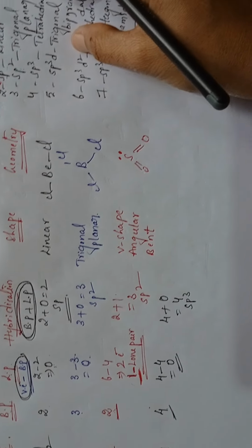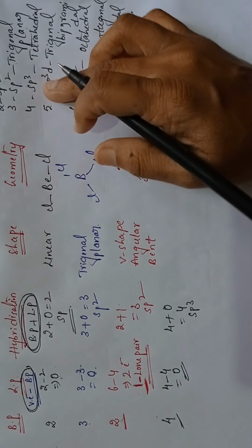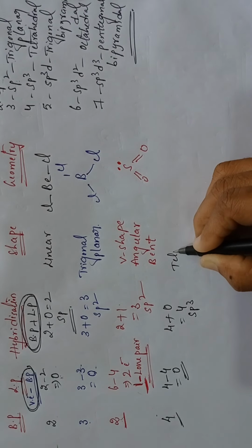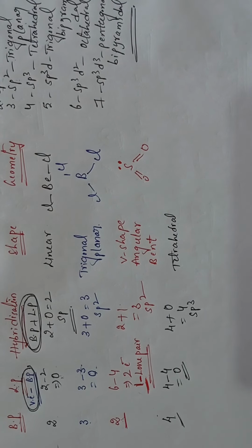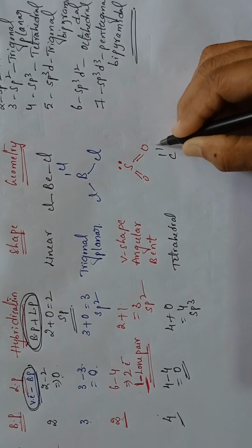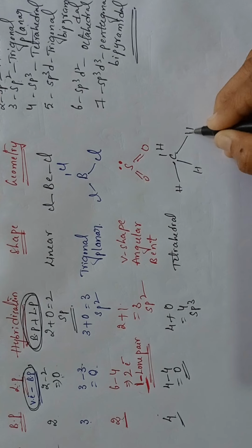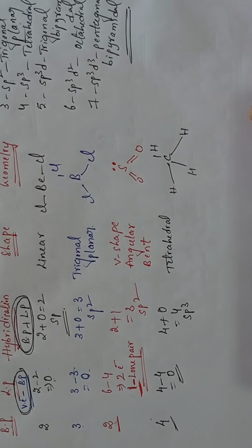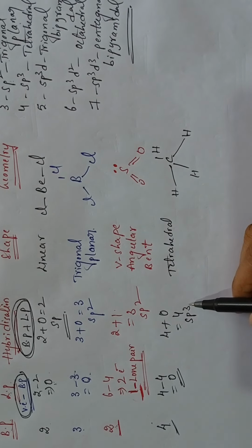What is the shape? sp3 means here 0 lone pairs, lone pairs absent. When lone pair is absent, what is the shape? sp3 hybridization, tetrahedral shape. Write that one, tetrahedral shape. What is the geometry? CH4 geometry, tetrahedral shape. This is the tetrahedral shape. Clear? Understood? So this is sp3 hybridization completed.